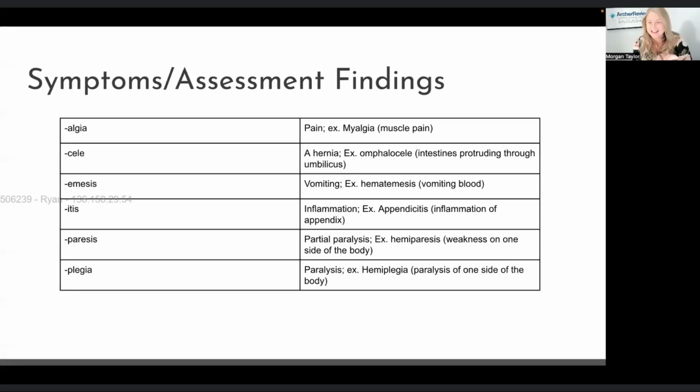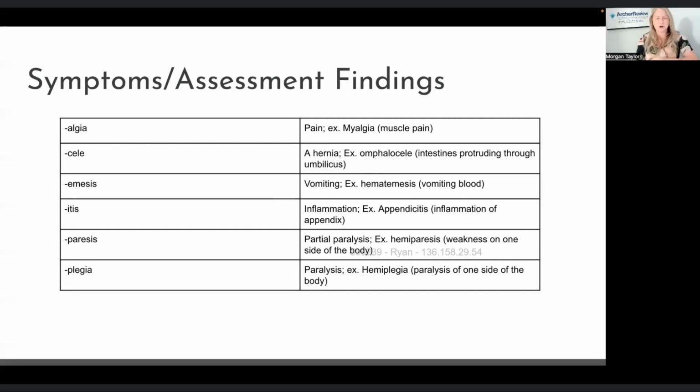Algia means pain. And the first part of the word will tell you where it's occurring, like myalgia is muscle pain. Cele, C-E-L-E, tells you it's a hernia, like omphalocele, where those abdominal organs protrude through the umbilical sac in a newborn. If you see something ending in emesis, it has to do with vomiting. Hematoemesis, for example, bloody vomit.